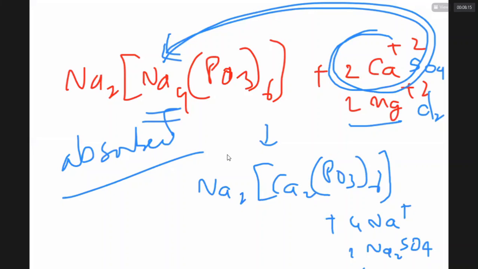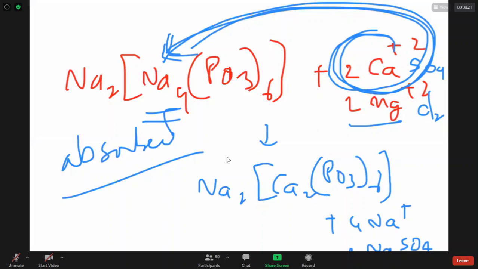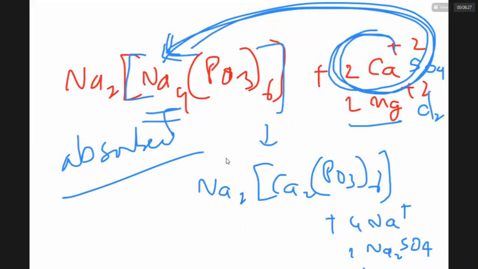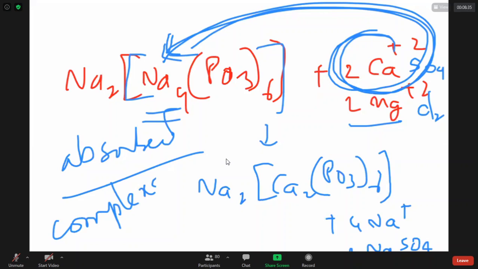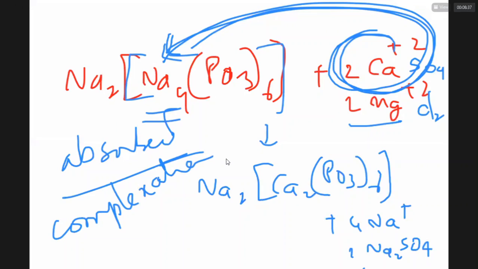What I told you is that the calcium ion is kept in a cage. When it is in the cage, it cannot come out. In a complex, whatever is there in the square bracket cannot come out into the water. Therefore, in the Calgon method, calcium and magnesium ions are removed by complexation. What is this called? Complexation.